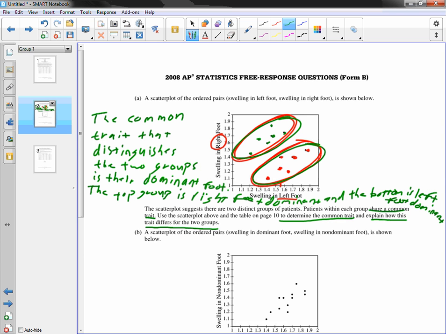But the thing that tied it together, the trait, was the foot dominant. So that's what they were looking for there.